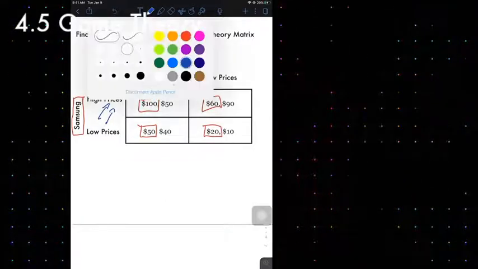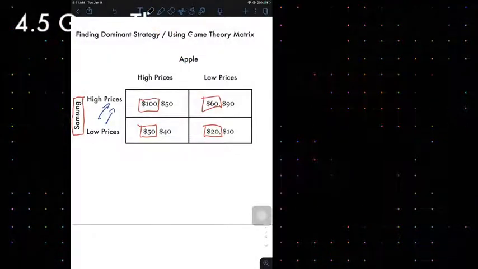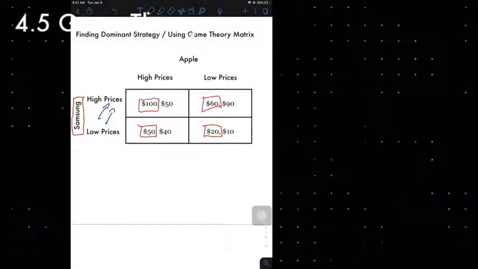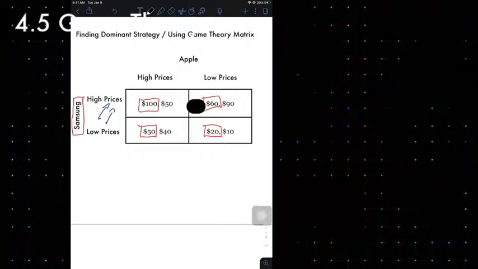We can check to see if Apple has a dominant strategy. Sometimes one of them will have a dominant strategy. Sometimes both of them will have a dominant strategy. Sometimes none of them will have a dominant strategy, right? And so we got to check, okay? So let's start with low. Let's force Samsung to go low.